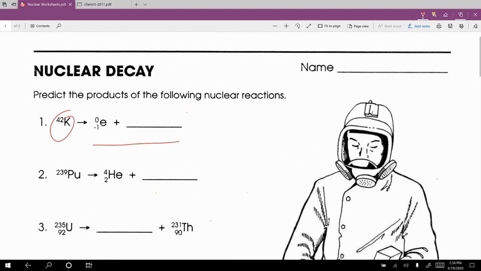So what I like to do is make three little boxes, because I know I need a top number, a bottom number, and a nuclear symbol. So we agreed that the top number was 42 on the left-hand side, the reactant side. That means my top number over here must also be a 42.